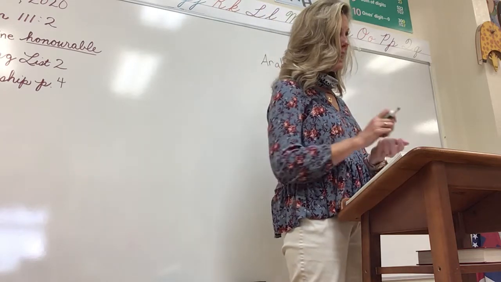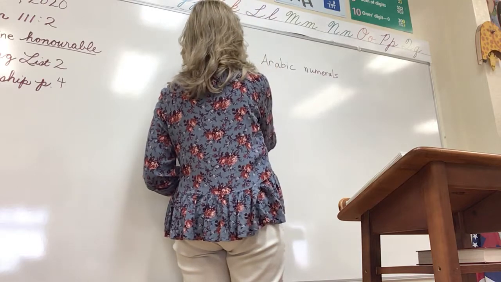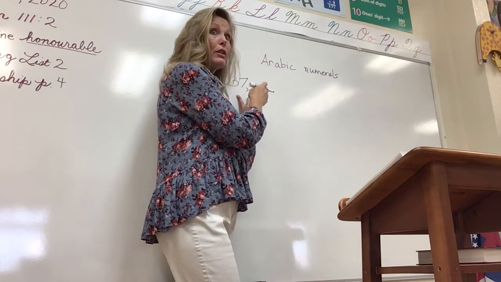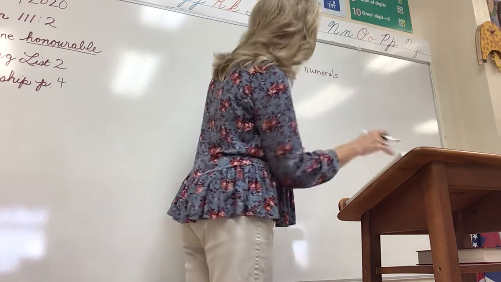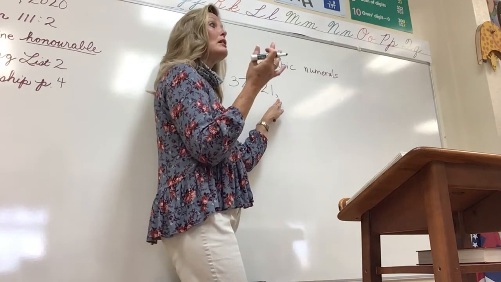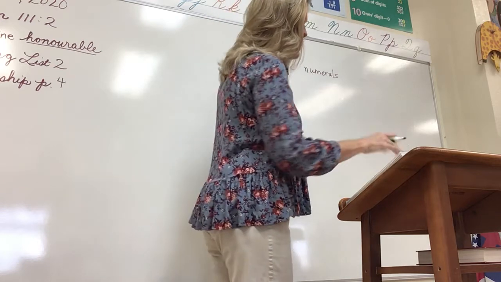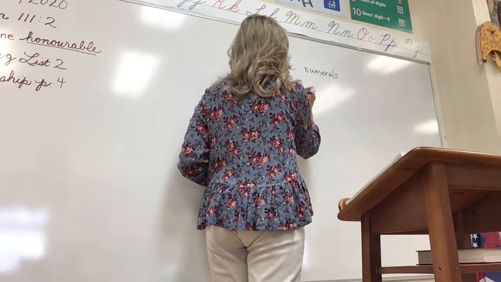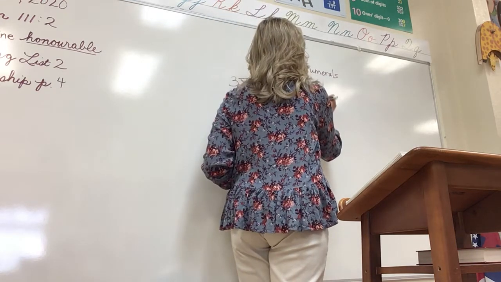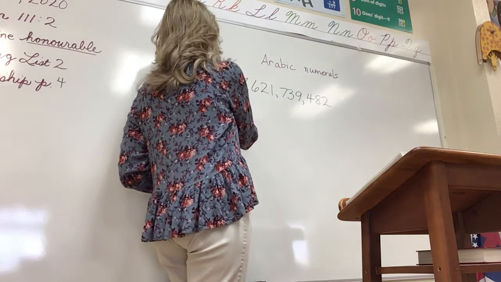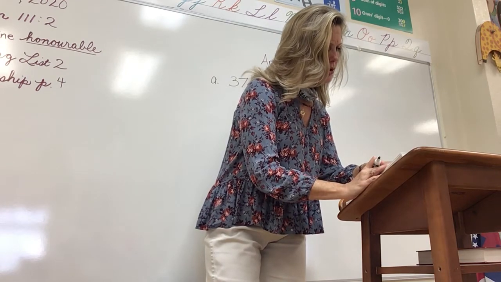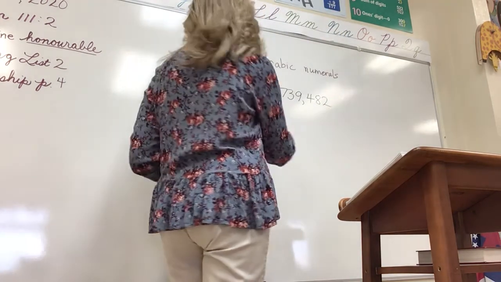So if I'm going to write A, I'm going to start with 37 billion. Notice how I use a comma when I'm going to say the word. And then I have 621 million. I'm going to use a comma when I would say the word. 739,000, there's my third comma, 482. That one's pretty easy, right? Okay, we're going to skip to C.